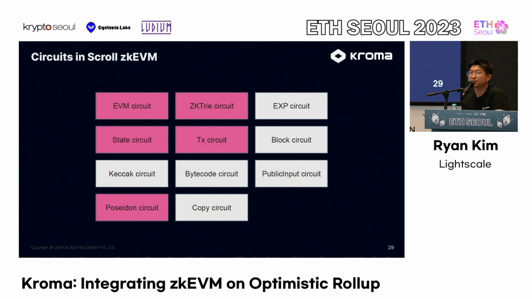So Scroll zkEVM is based on PSE zkEVM, and they mainly changed this red highlighted part. In the case of Kroma, we mainly changed these two parts: the EVM circuit to handle deposit transaction and fee collection, and the transaction circuit to handle deposit transaction.